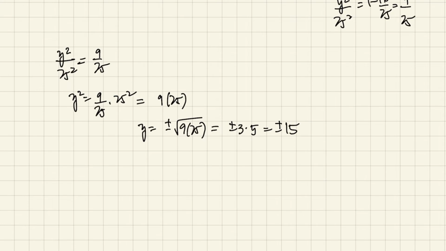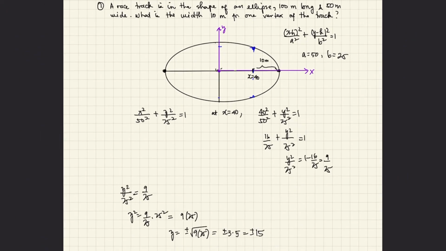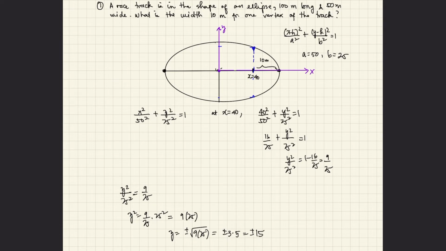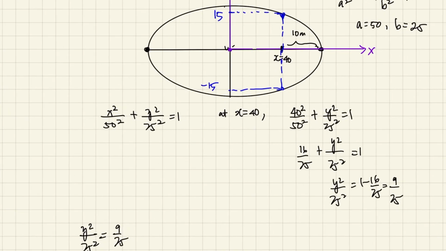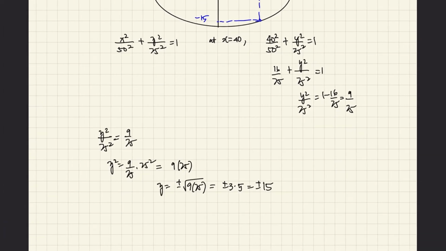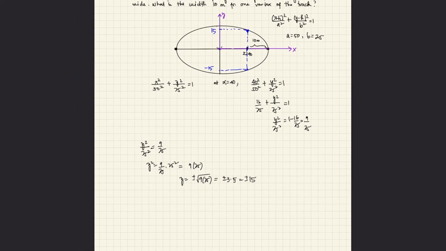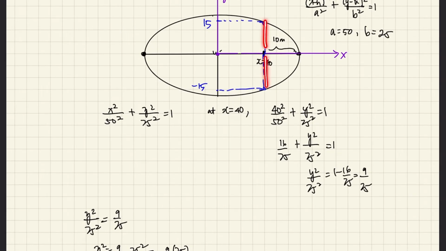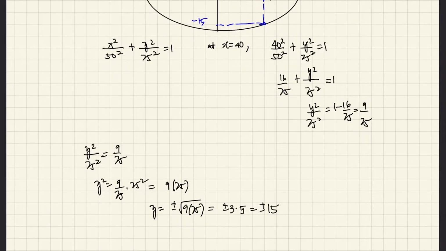So, ibig sabihin, kung babalikan mo yung figure natin, yung y-coordinate when x is 40 is 15, tapos sa ilalim, negative 15. The length of this is 15, this is negative 15, so magiging sukat ng hinahanap mo ay yung length nito, that is 30, kasi 15 plus 15. So, ang answer natin ay 15 plus 15, which is 30 meters. Lagay na lang natin yung unit.